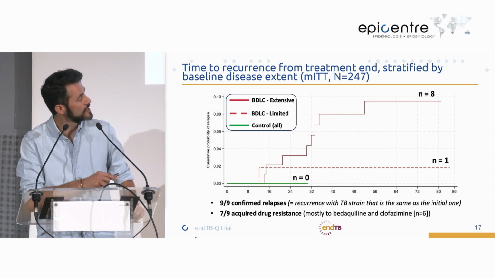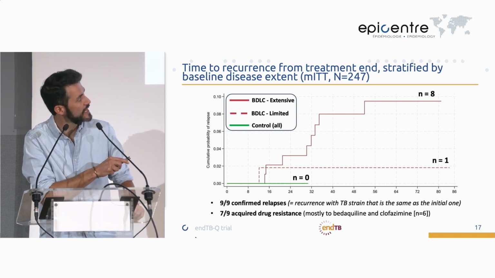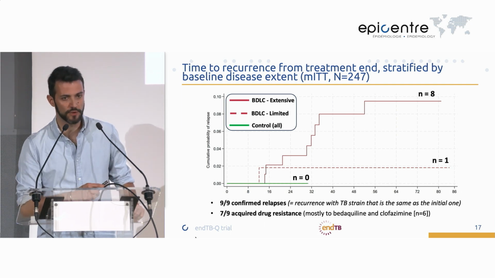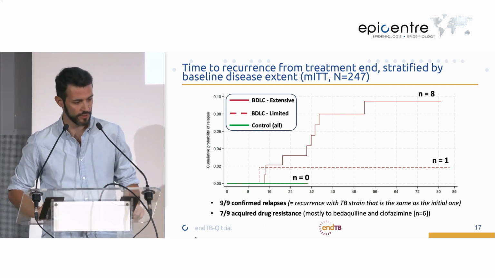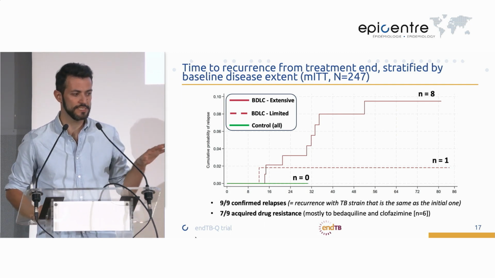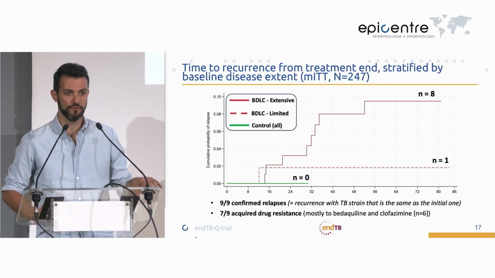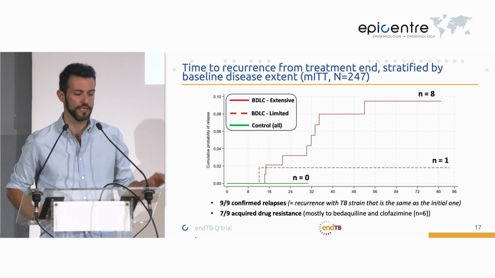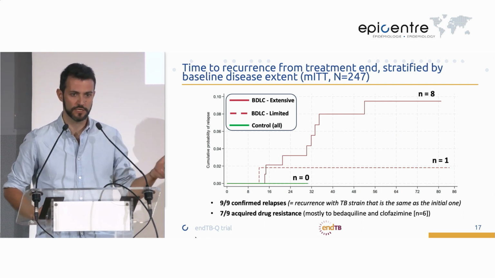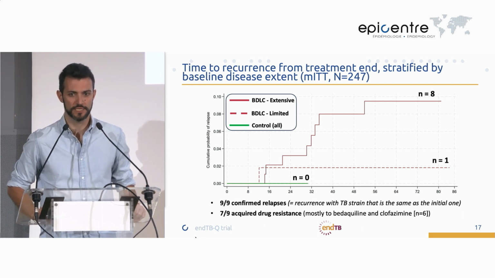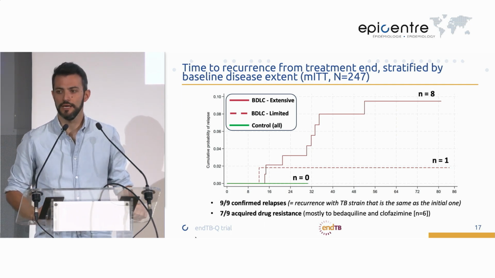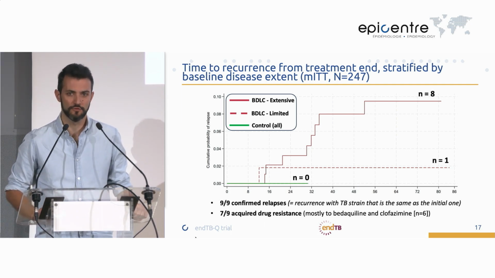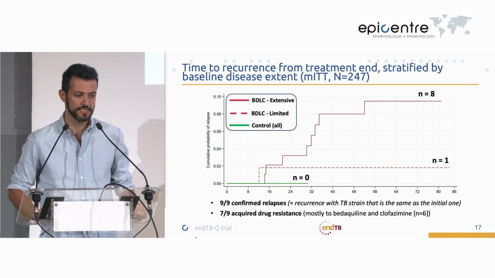And you can see the difference between patients in the experimental arm who had limited disease at baseline, where we had only 1 recurrence, and those with extensive disease, where we had 8 recurrences. So all these 9 recurrences were actually confirmed to be relapse by whole genome sequencing, meaning that the strain that recurred was the same strain isolated at the beginning from the same patient. And in 7 out of 9 of these confirmed relapses, we found acquired drug resistance, mostly to bedaquiline and clofazimine.